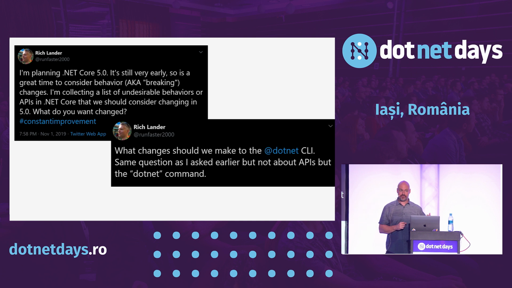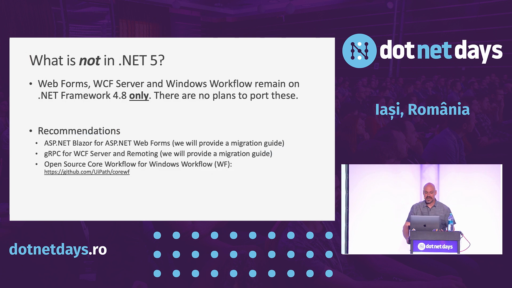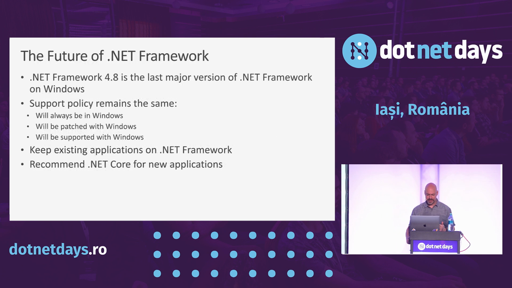And that's part of why I was saying with those Blazor experiments, could they get in .NET 5 or .NET 6 or whatever? Probably, if there's enough interest, right? So this is the time where if there are things that are interesting to you or you would like changed, now is a great time to make suggestions. Things that are not in .NET 5 are Web Forms, WCF server, and workflow. And so let's talk about that.